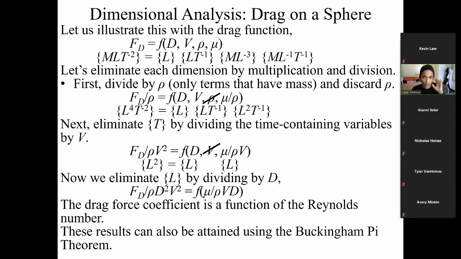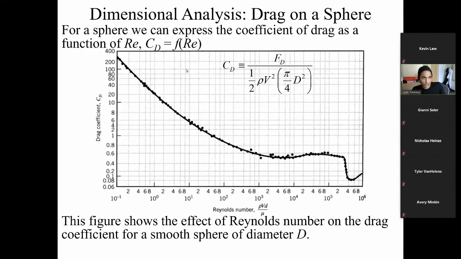Okay. But what's so powerful about this method is that you end up with something like this curve right here. This is the coefficient of drag for a sphere. And we see here that as the Reynolds number increases, the drag keeps decreasing. And that can be a little bit counterintuitive when you think about it, that as Reynolds number goes up, drag goes down.